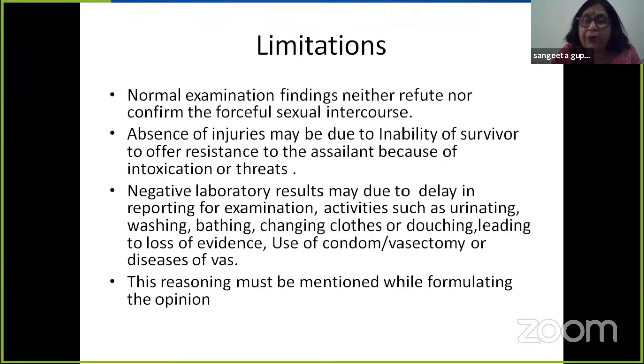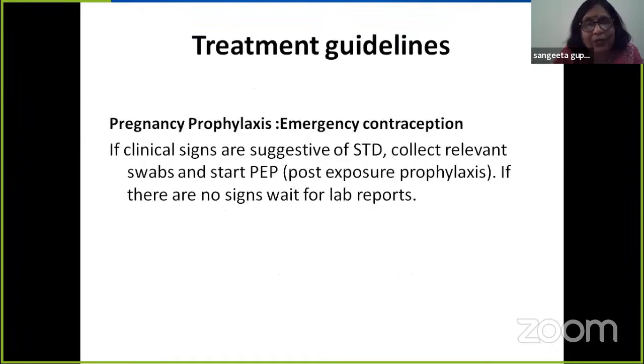Absence of injuries may be due to the inability of the survivor to offer resistance to the assailant because of intoxication or threats. Negative lab results may be due to delay in reporting for examination, or activities such as urinating, washing, and so on. And the reasoning must be mentioned while formulating the opinion. We should always write that this may not be there, or may be there, because of all these limitations.